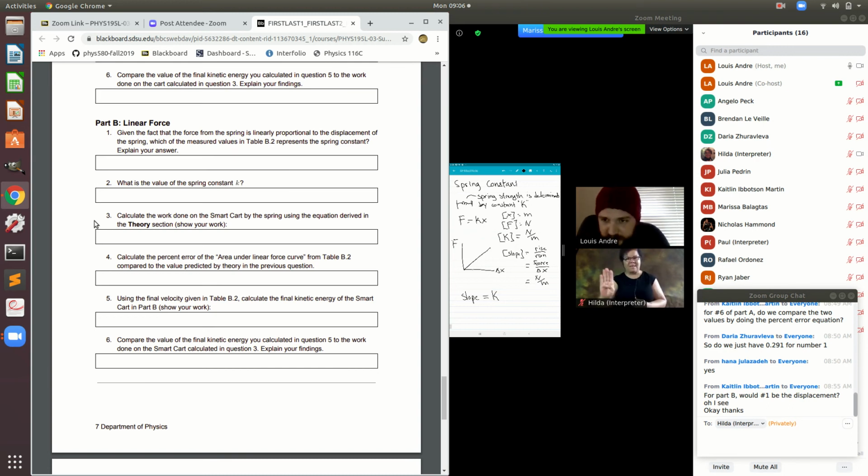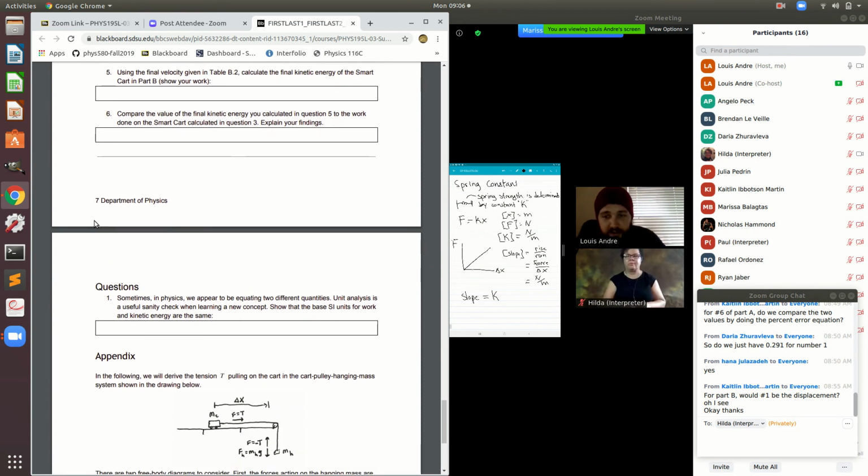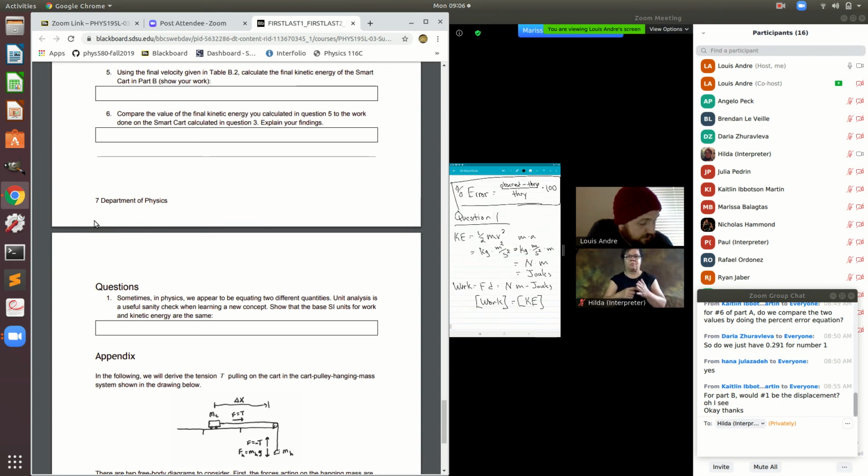Question 5, part B, is using the final velocity, calculate final kinetic energy, and then 6 is going to be comparing those two again. You don't have to do a percent error there. You can if you want to. That's fine. But just words and stuff. Words and things. And then for the questions at the end, I just want you to show me that. That's basically it.